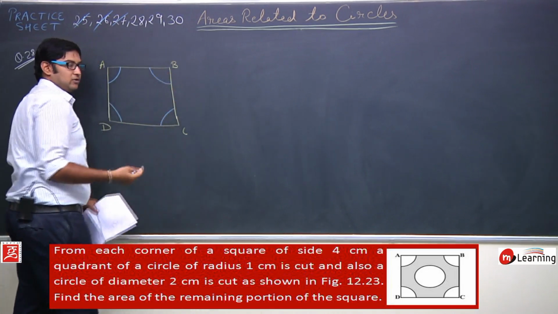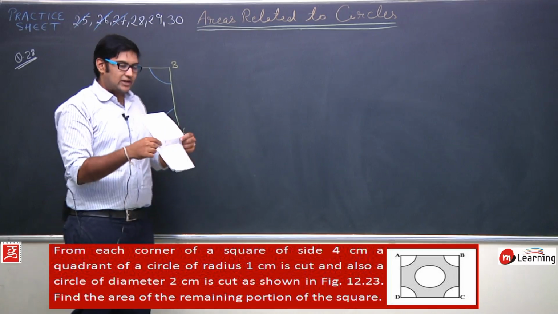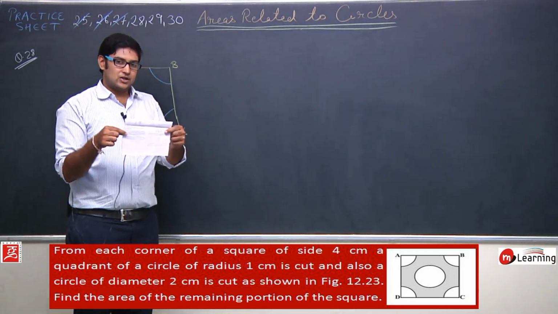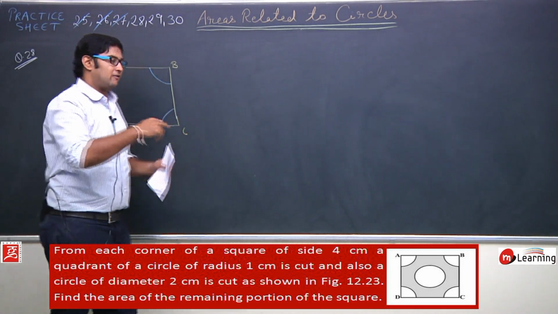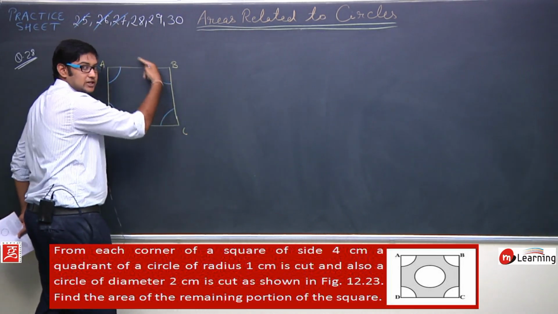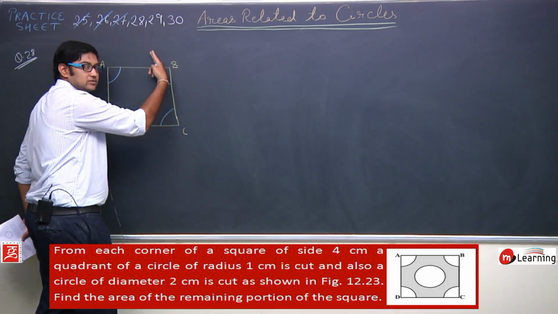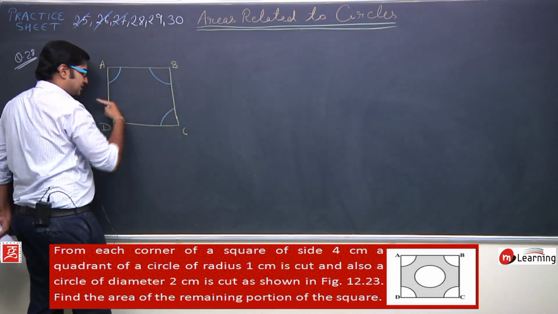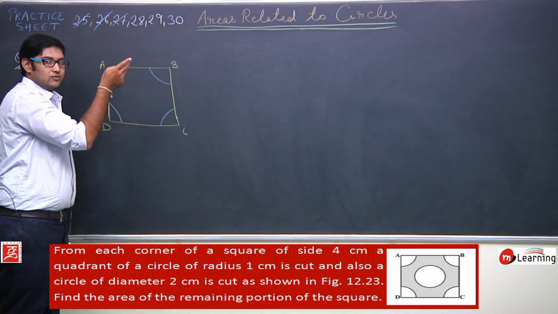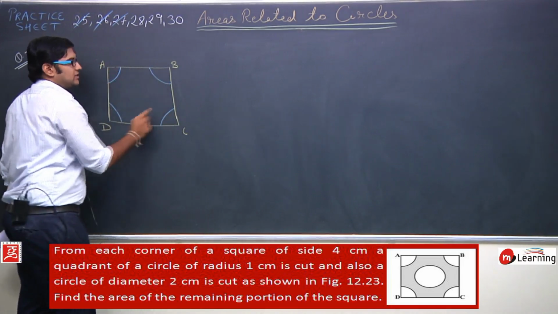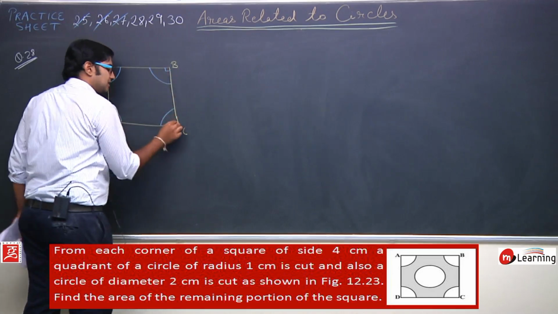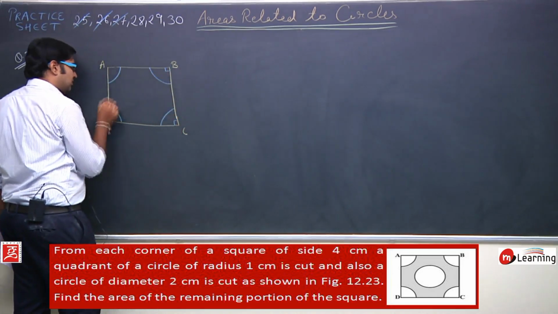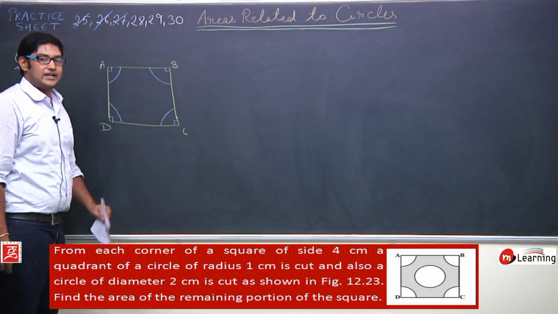Okay, what I have done is I have taken a piece of paper which is a square, and from that I have removed this portion. I have torn out this portion. Like this also, and like this also. So what are they? They are the quadrants of a circle. Why are they quadrants? Because this angle is 90 degrees. This angle is 90 degrees. This angle is also 90, and this angle is also 90 degrees.